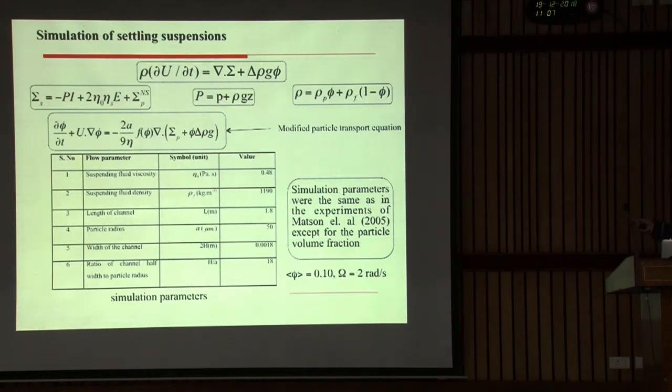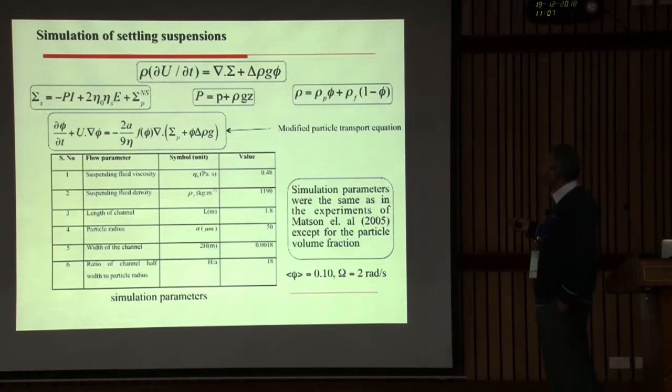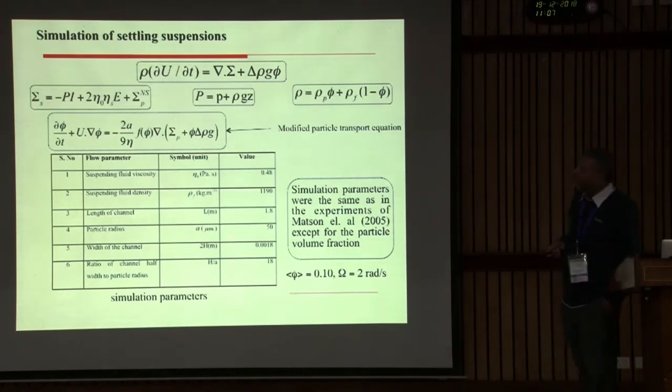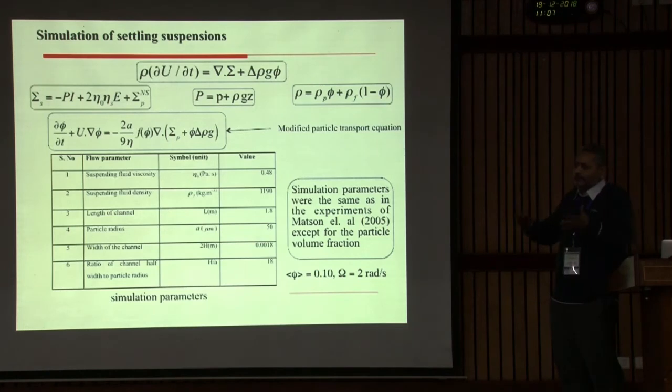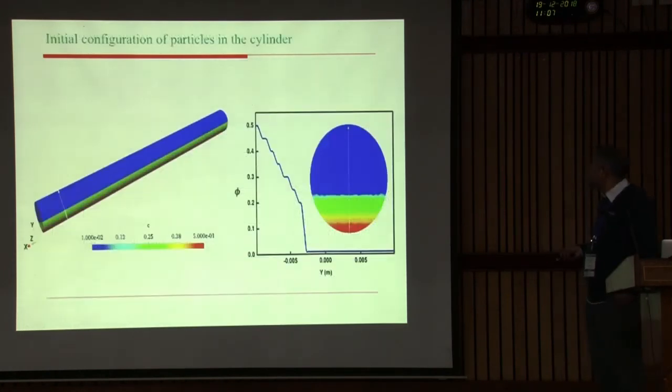You also need to add a term which is basically a body force term arising due to the density difference between the fluid and particle. Okay, I'll try to wind it up. We used the mixture viscosity, and we used the same parameters as in the experiments of Matson et al., except that they used 2% particle concentration and we used 10%, because the concentration of particles only increases the speed of the formation. It doesn't change much qualitatively.